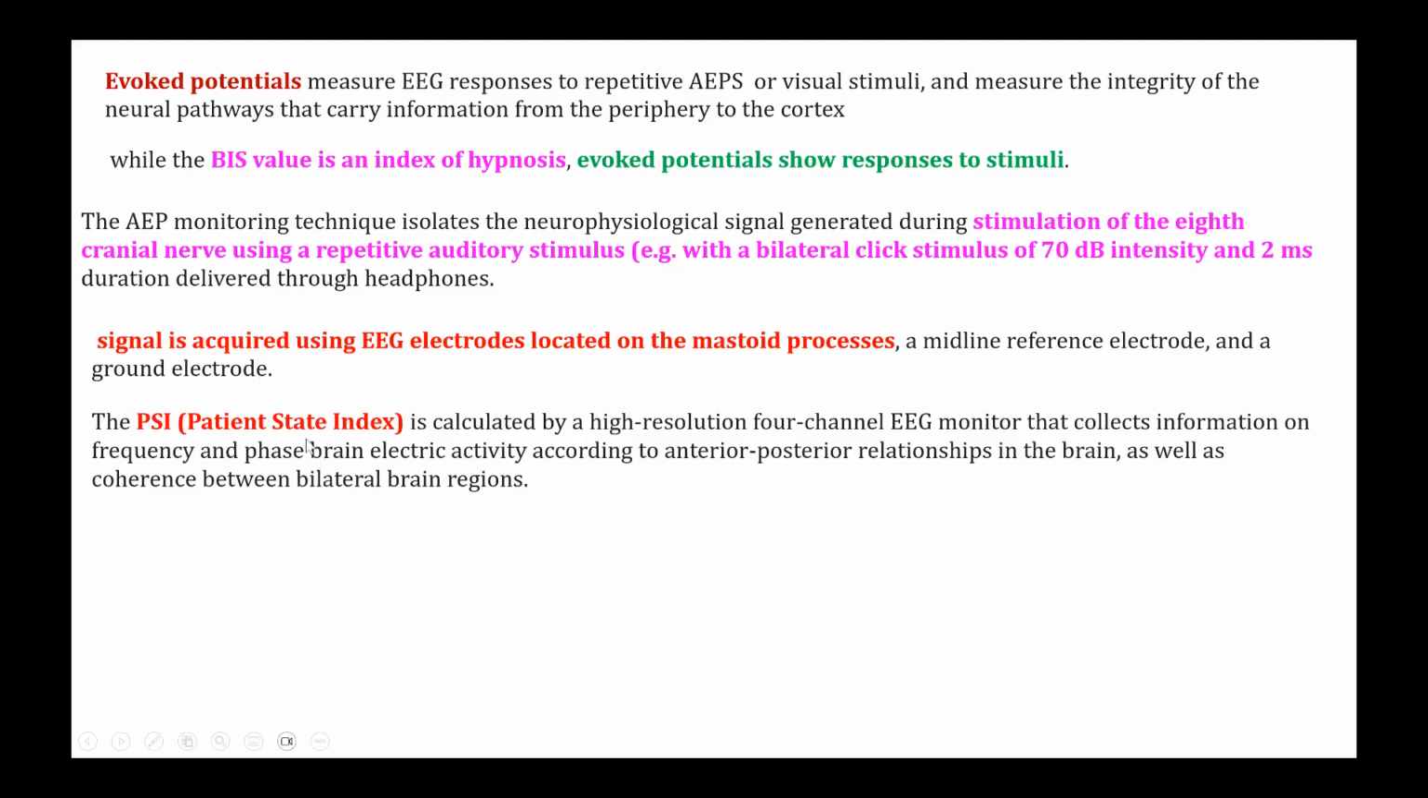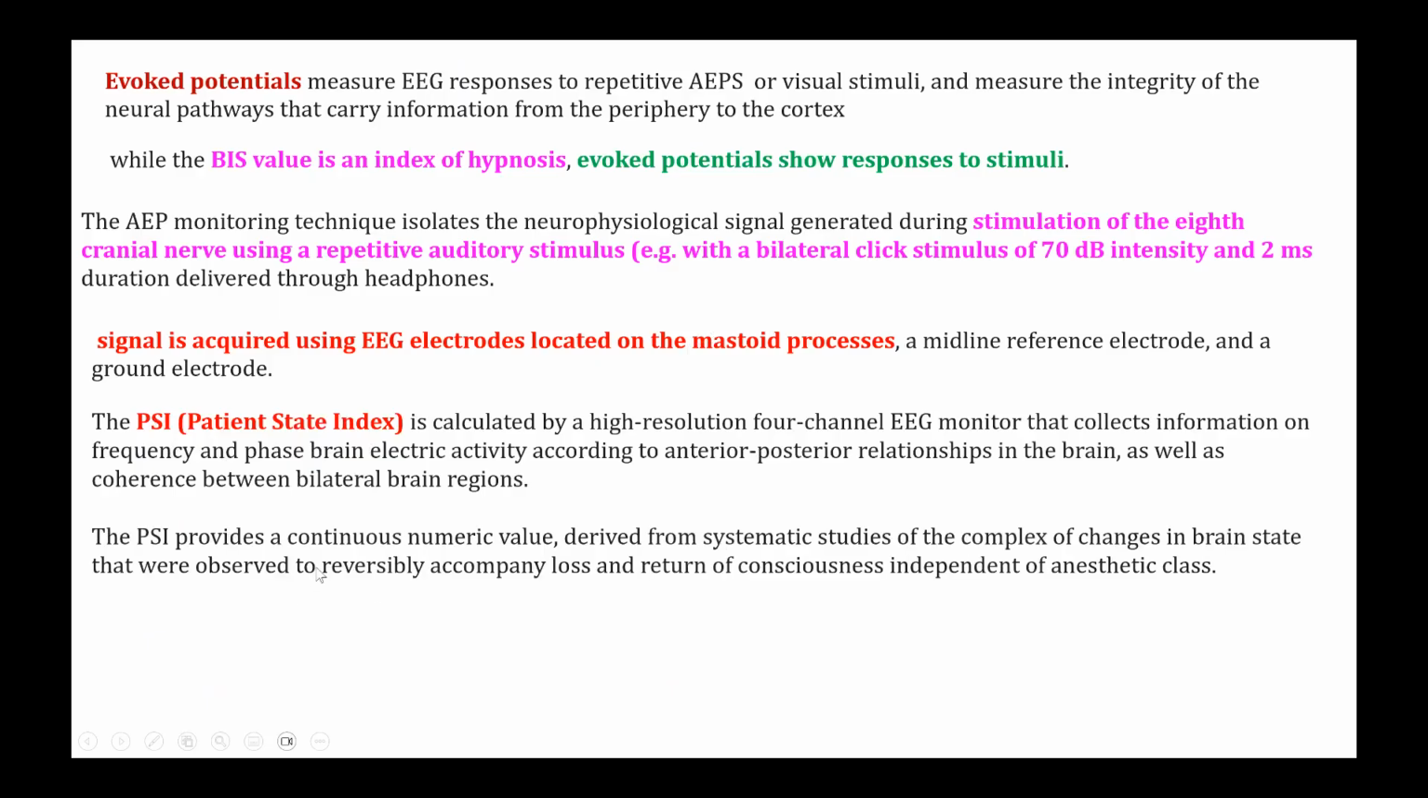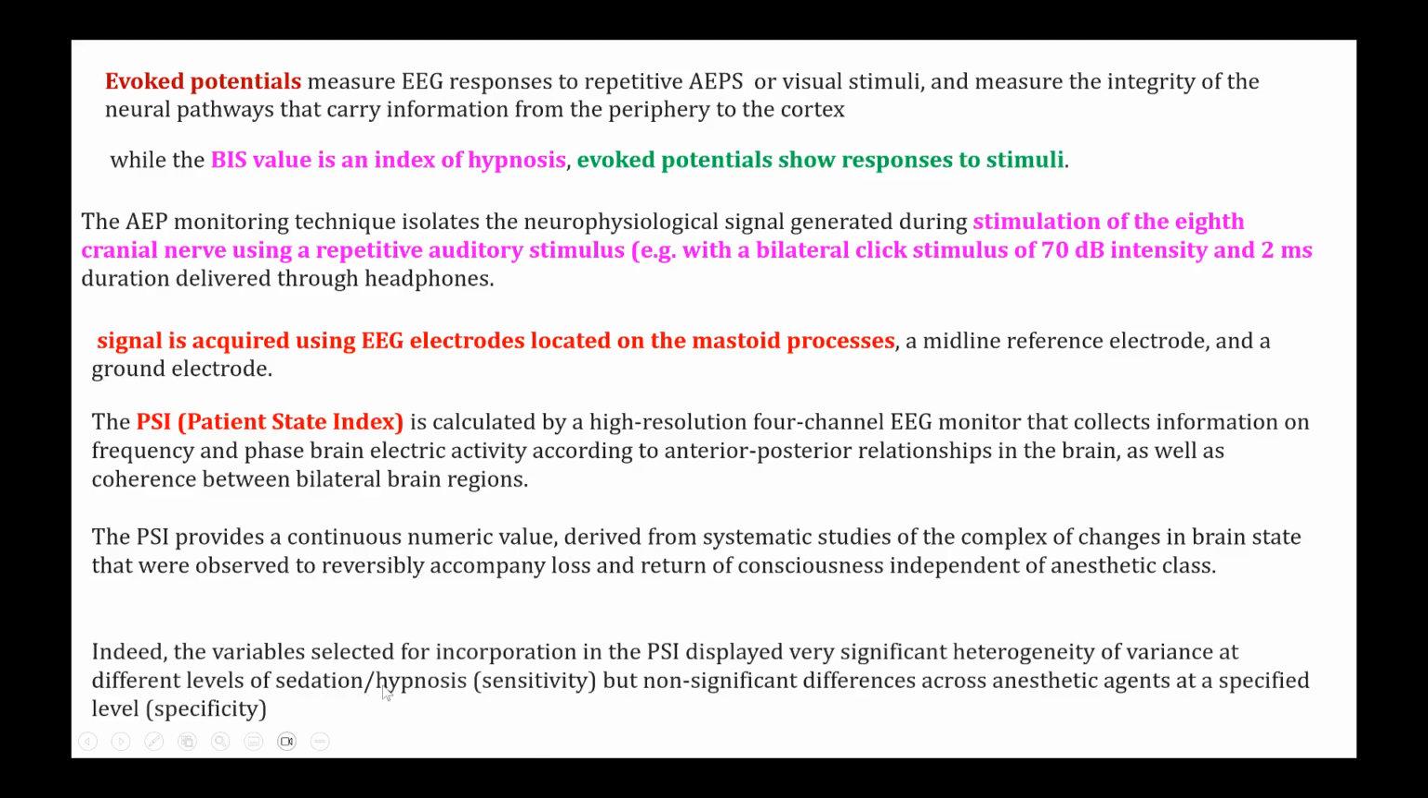And the next machine is what is called the patient state index, which is PSA 4000, what I showed you. It's again a 4-channel EEG monitor that collects information on frequency, and it gives a continuous numeric value. Again, here also the values are from 0 to 100 as it is shown in other things. And it has a very significant heterogenic variance of sedation, hypnosis, and to specified levels of specificity is more clearly given in PSA rather than the others. So the advancement in PSA says it is more accurate to even small changes in conscious state.